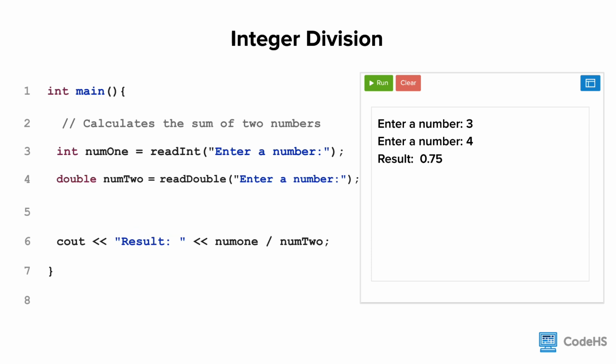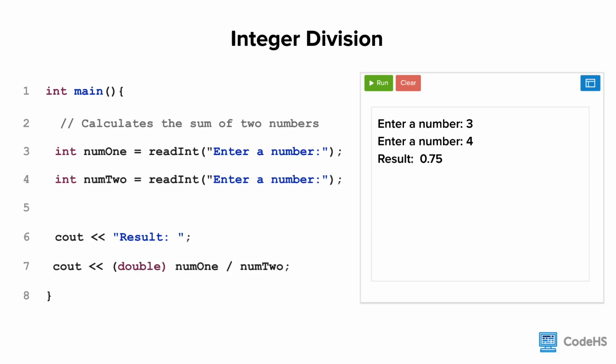To get around this, you need one of the two numbers to be a double. For example, if the second number is read in as a double, then the result of an integer divided by a double will be a double. Alternatively, you can cast one of the numbers temporarily to a double. To cast a number to a double, use the word double inside parentheses.